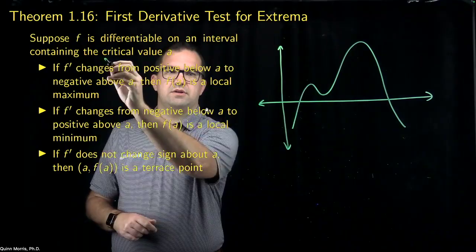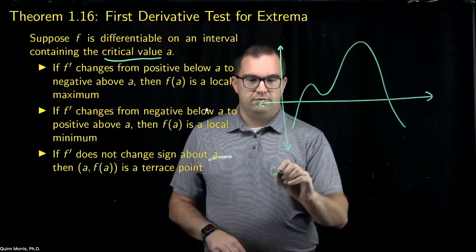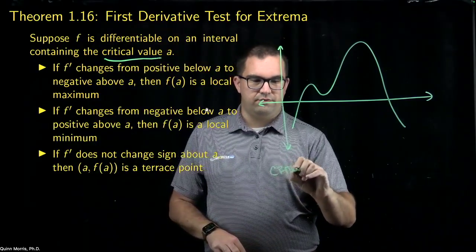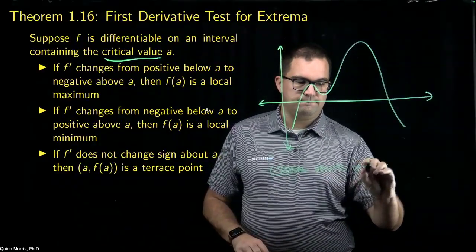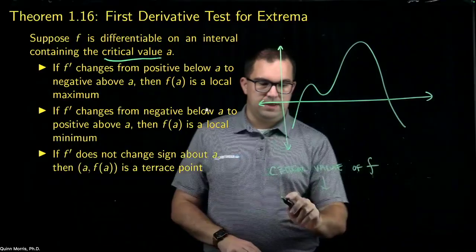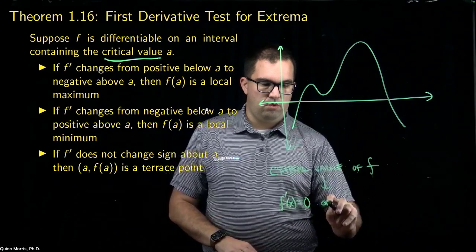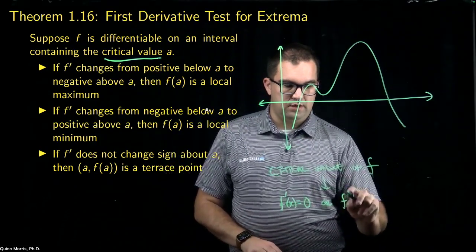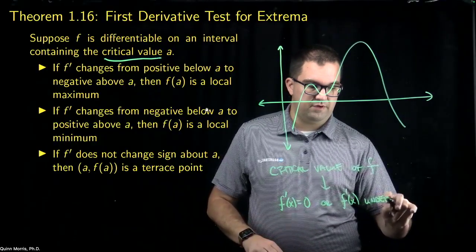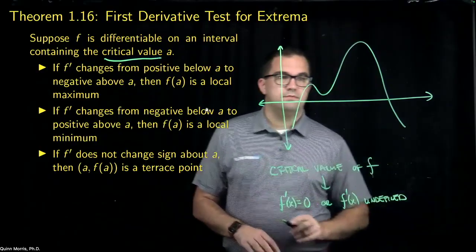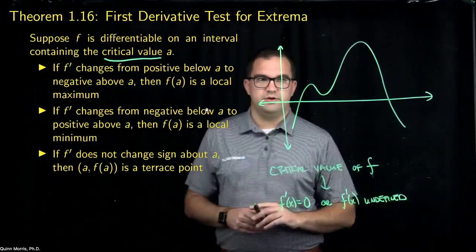Now you'll see here in this definition, critical value is used, although we haven't defined it. So just recall that a critical value of a function is simply a place where the derivative is equal to 0 or the function is not differentiable, so f prime of x is undefined. Critical values are simply values in the domain where the derivative is 0 or undefined.